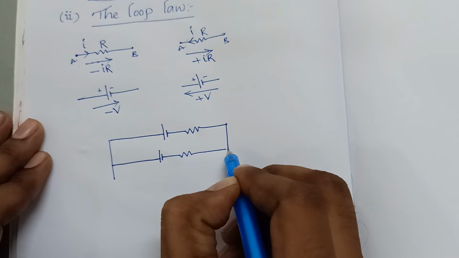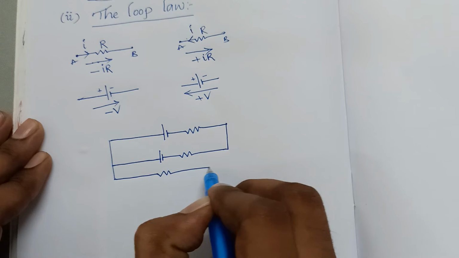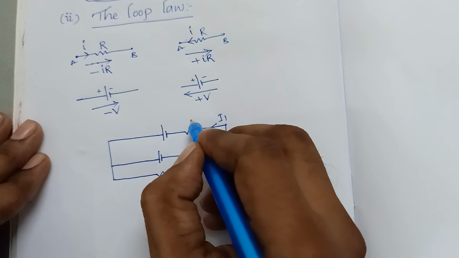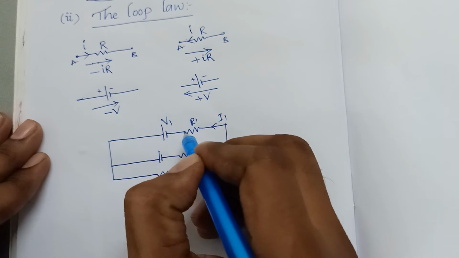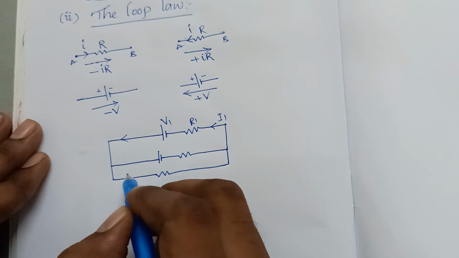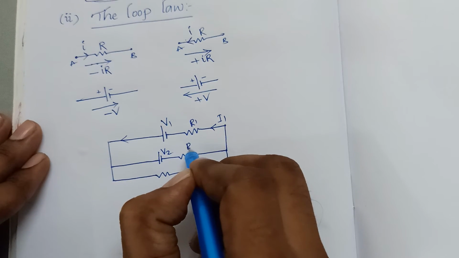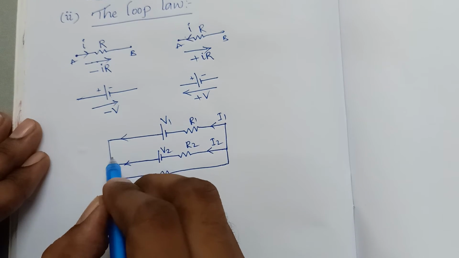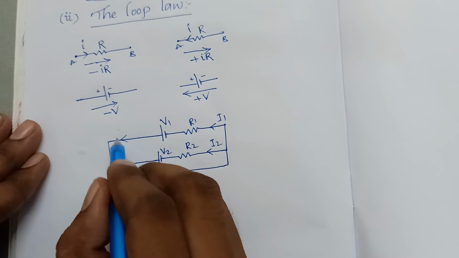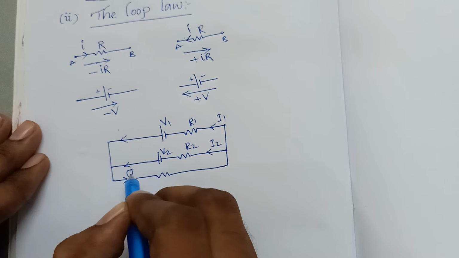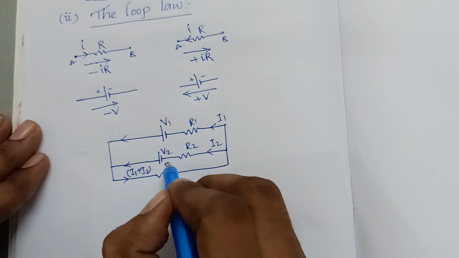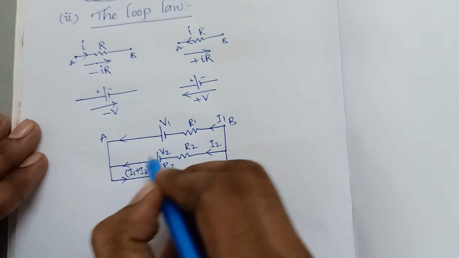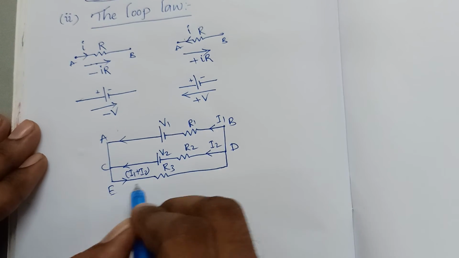Let's take another resistor. This is current I1 in this direction, with resistor R1 and voltage V1. Now this is V2 and resistance R2, with another current I2, and here they join. I1 and I2 combine, giving I1 plus I2, and the resistance is R3. Let's label the points A, B, C, D, E, F.